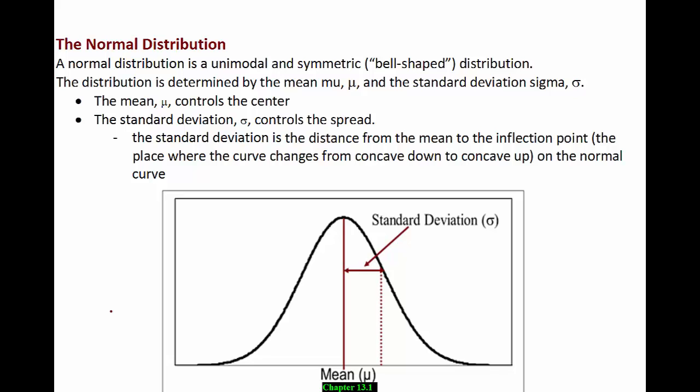Here's a little fact that might come in handy one day soon. The mean mu controls the center of the normal distribution, but that also happens to be the median, since this is a symmetric distribution.